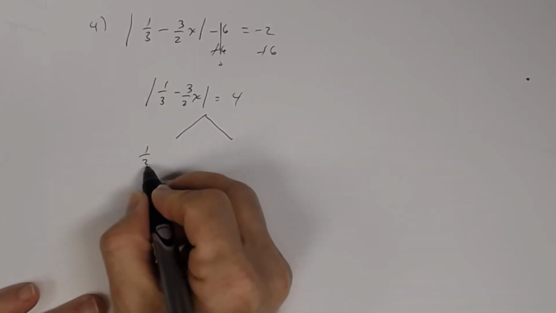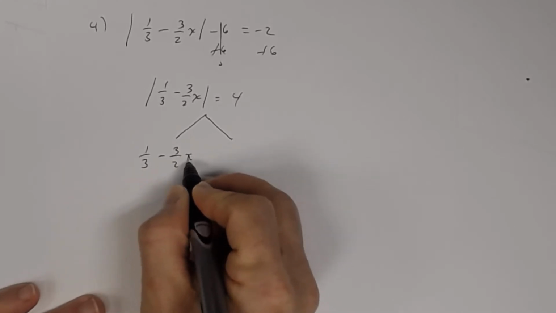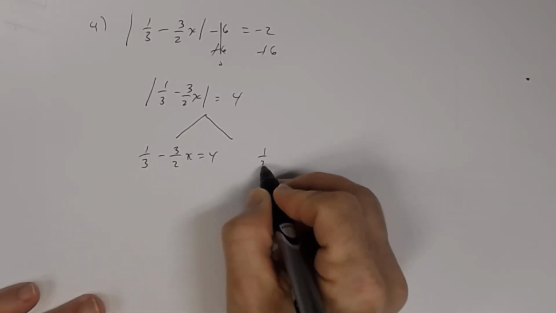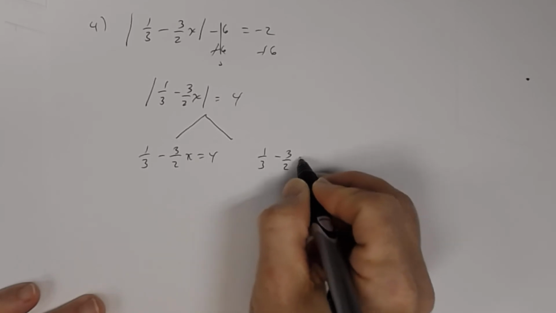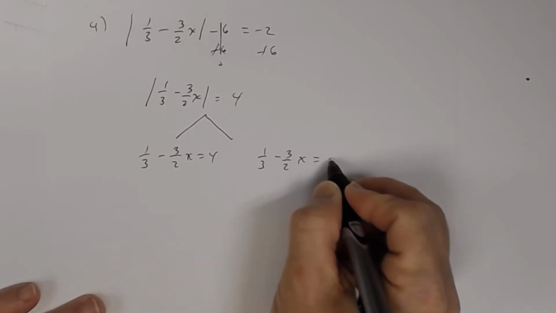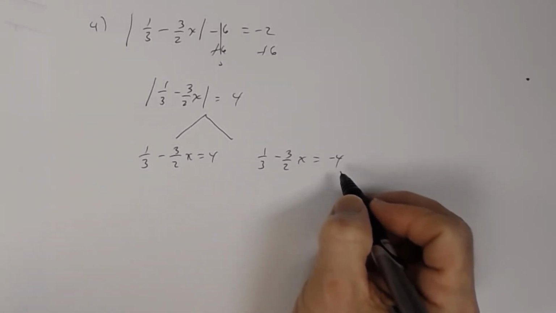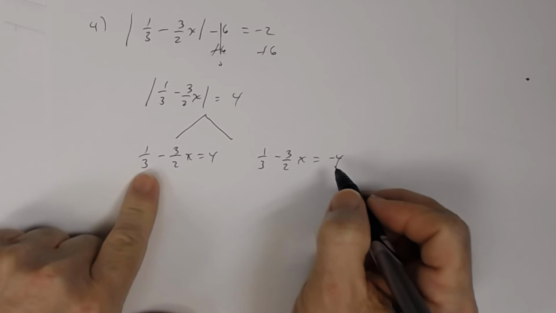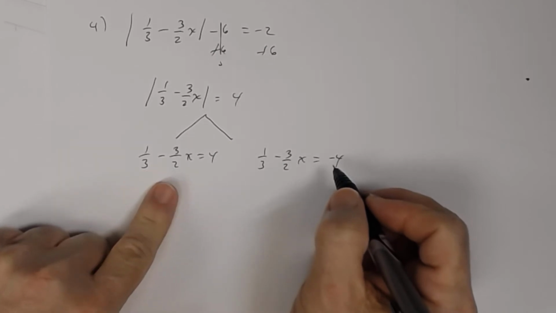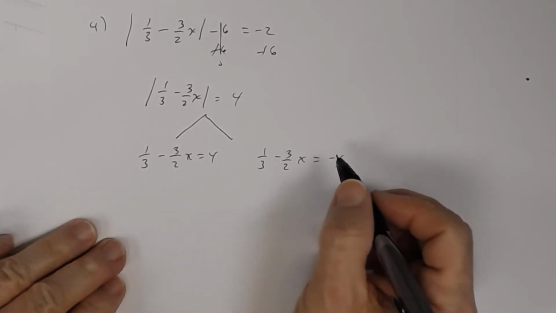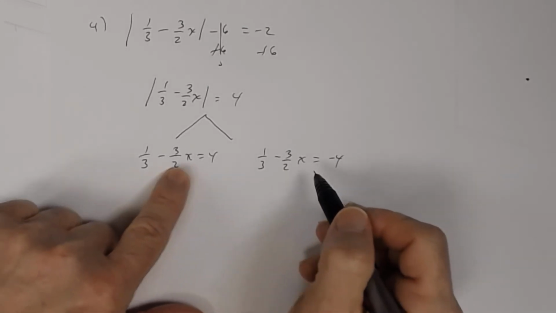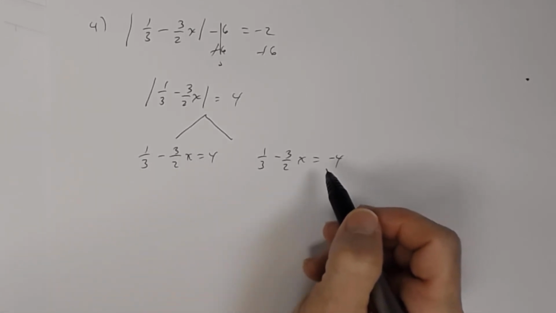So I get 1/3 minus 3 halves x is equal to 4, and 1/3 minus 3 halves x is equal to a negative 4. Okay. All right. Now at that point, since I have several terms that have fractions in them, I would just go ahead and find the LCD like we did in a previous lesson. So the LCD in both cases, this side and that side, is 6.